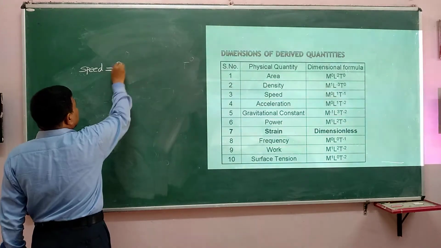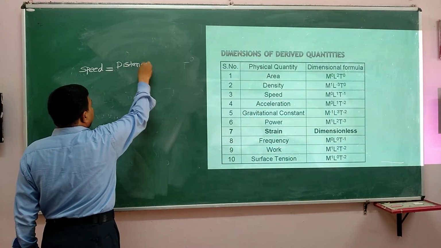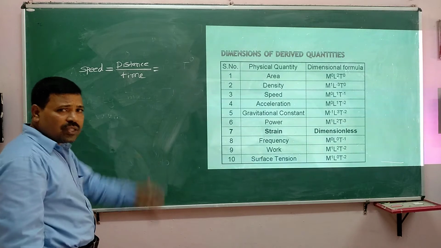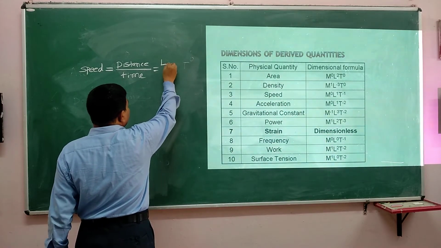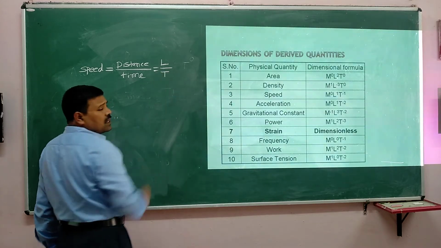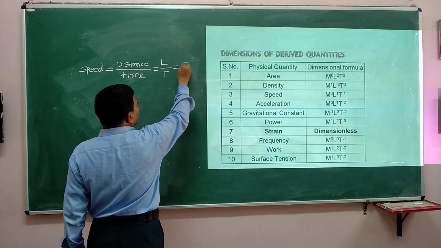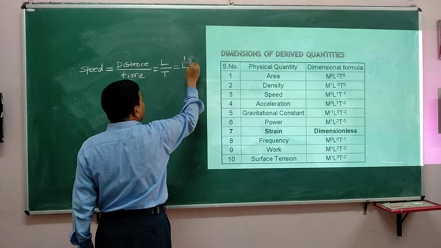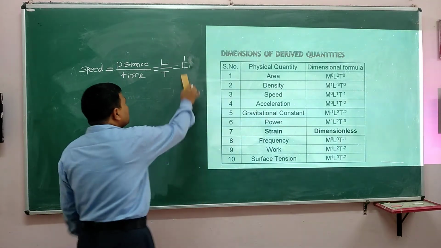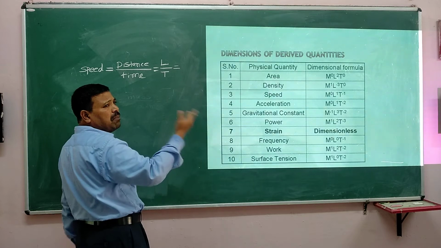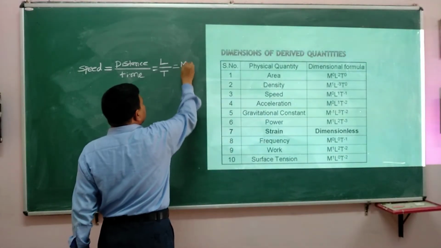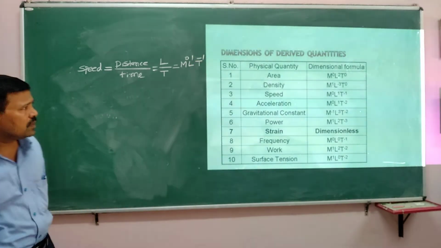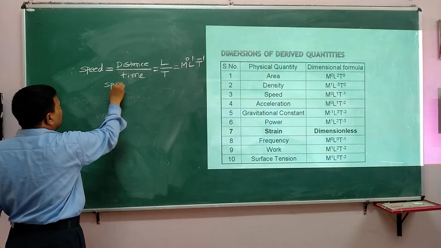So distance divided by time. Distance is expressed in length, time is expressed in T. Therefore, its dimensional formula will be L raised to 1, T raised to minus 1 and M raised to 0. Or we can also write it as M raised to 0, L raised to 1 and T raised to minus 1. So this will be the dimensional formula of speed.